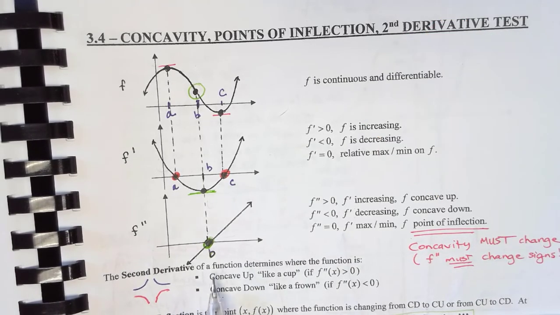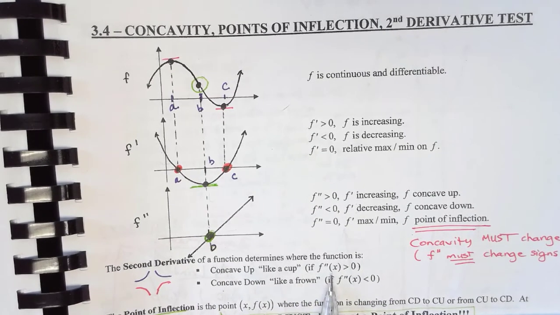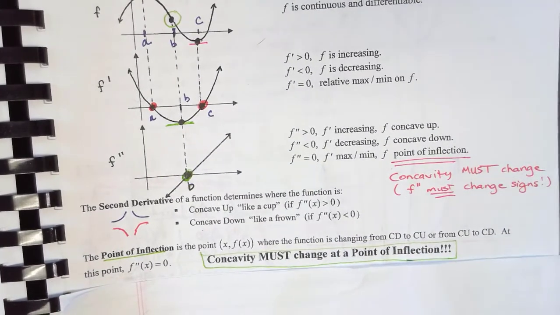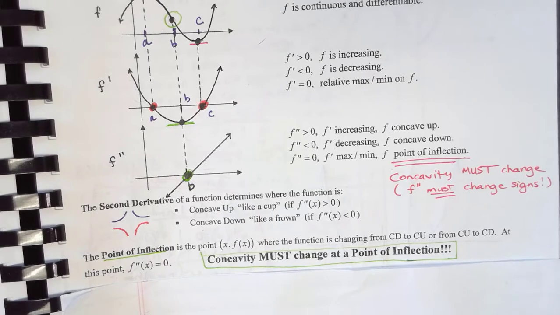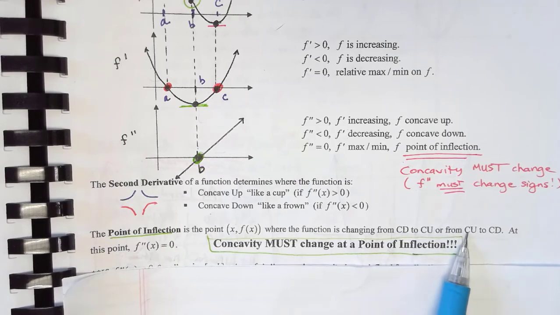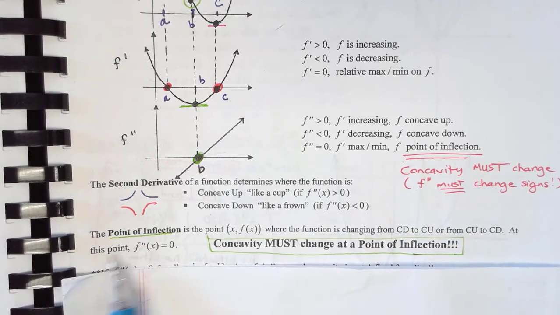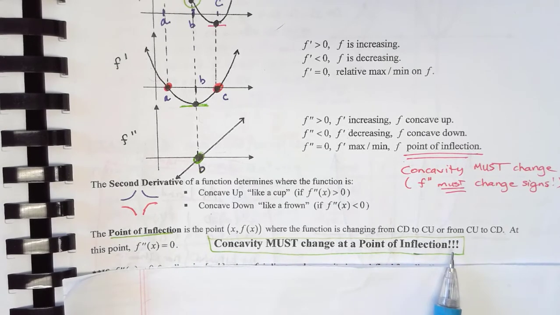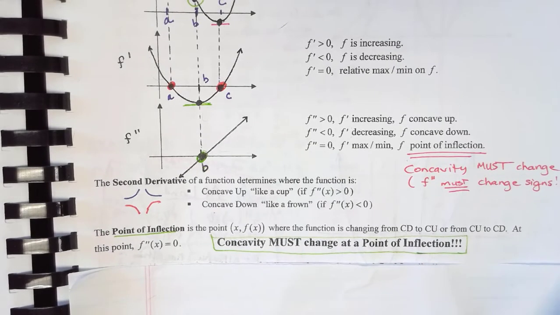Now, the second derivative of a function determines where the function is concave up like a cup, in other words, if the second derivative is positive, or concave down like a frown, if the second derivative is negative. The point of inflection is the point x, f at x, where the function is changing from concave down to concave up, or concave up to concave down. At this point, the second derivative will be 0. Concavity must change at a point of inflection. So it is possible for the second derivative to be 0, but for concavity not to change. So that's an important thing to know.